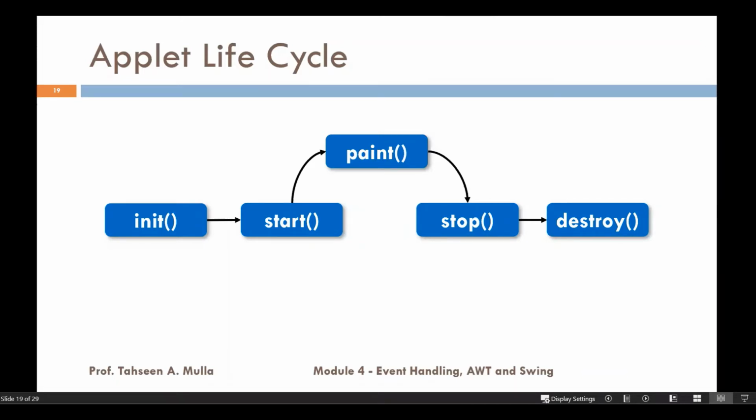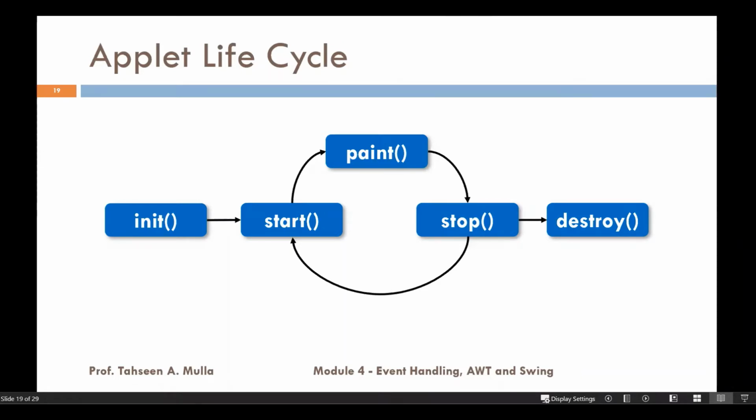And finally you can have a destroy method. And there's one more loop from start to stop, so you can have that activity continuously. Whenever you stop an activity, you can again start it, so it will again call the paint method. Unless and until you use destroy, the applet will be in the memory, so it will stay loaded.